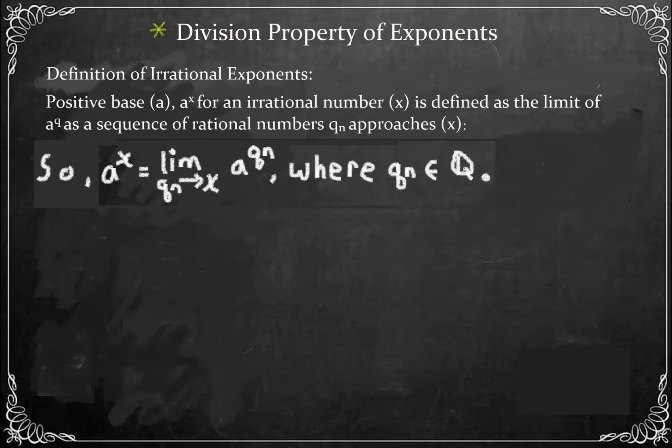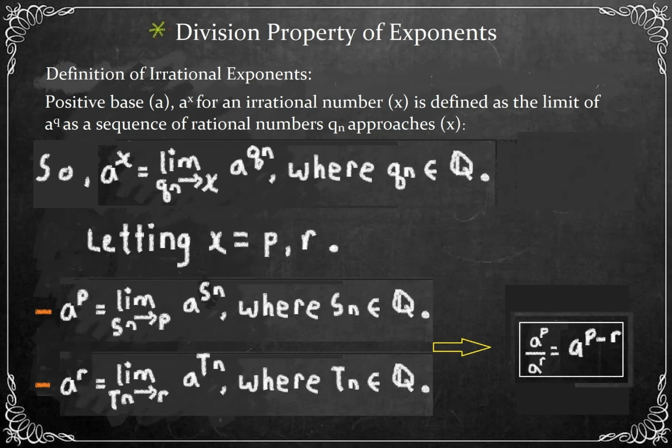Let's prove the division property for irrational exponents. Consider the following definition. For a positive base a, a to the x for an irrational number x is defined as the limit of a to q sub n as a sequence of rational numbers q sub n approaches x. What we just said, in notation, we have a to x equals the limit of a to q sub n, where q sub n is an element of the rational numbers, capital Q.